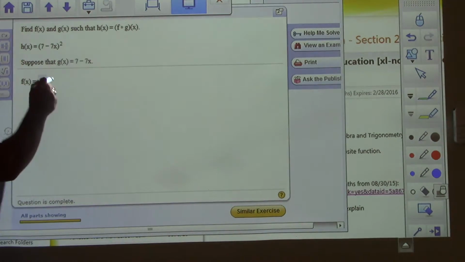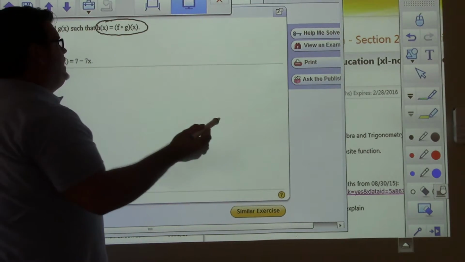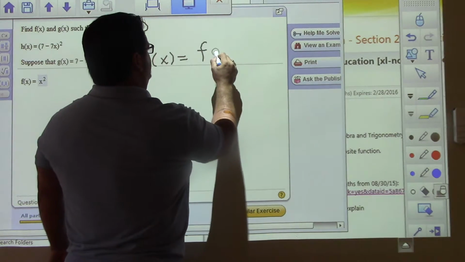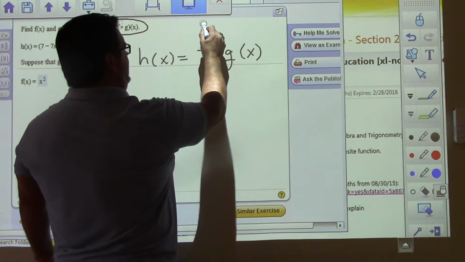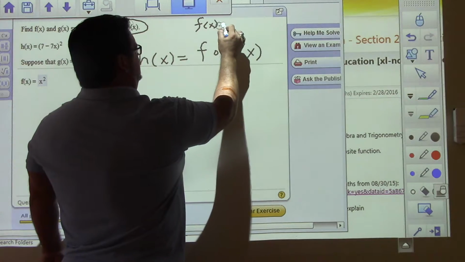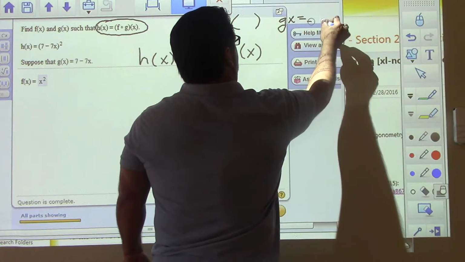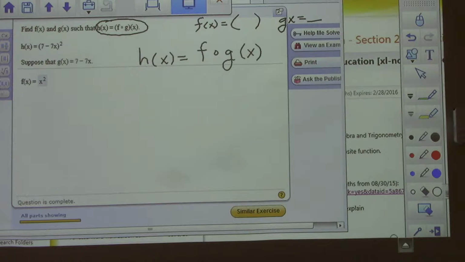All right, so they're saying that h of x is equal to f composed of g of x, right? That means you rewrite f of x in terms of parentheses, and g of x is equal to something. That's what f composed of g of x is: a function of x with g stuck into it, right? So that takes care of this.